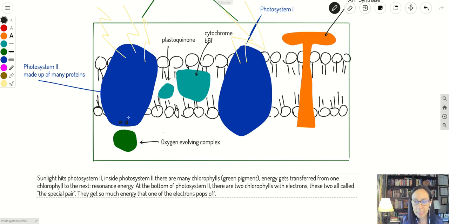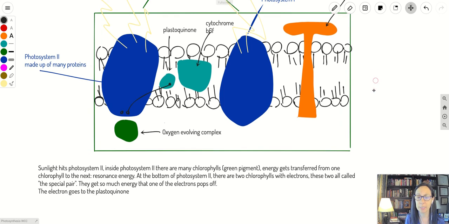And this electron then bounces to the plastoquinone. Okay, so this electron then goes to the plastoquinone here. Okay, and I'm just going to draw those circles. So that's our electron now. I'm going to write that in the story. Okay, the electron goes to the plastoquinone. Okay, and the plastoquinone is just there to accept this electron. That's the job of the plastoquinone.